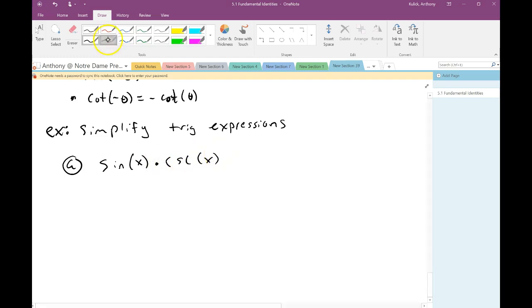So let's say we want to simplify the expression sine x times cosecant x. Well, let's look at our sheet of identities and see what we want to do. So what is even possible? I'm going to look for things where I have sine x equals stuff or cosecant x equals stuff, and see what my possible options are there.